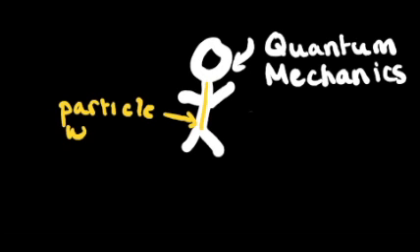Particle-wave duality, the backbone of quantum mechanics. The ability of everything in the universe to act as both a particle and a wave at the same time. But what truly is the difference between a particle and a wave? Stick around and we'll show you.